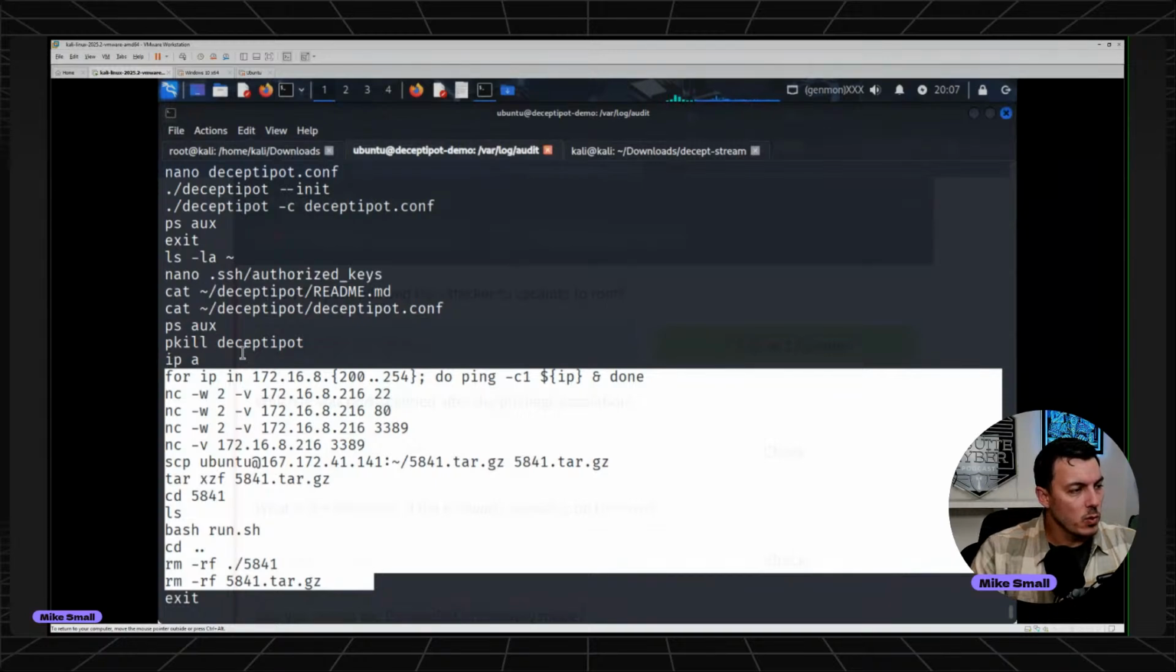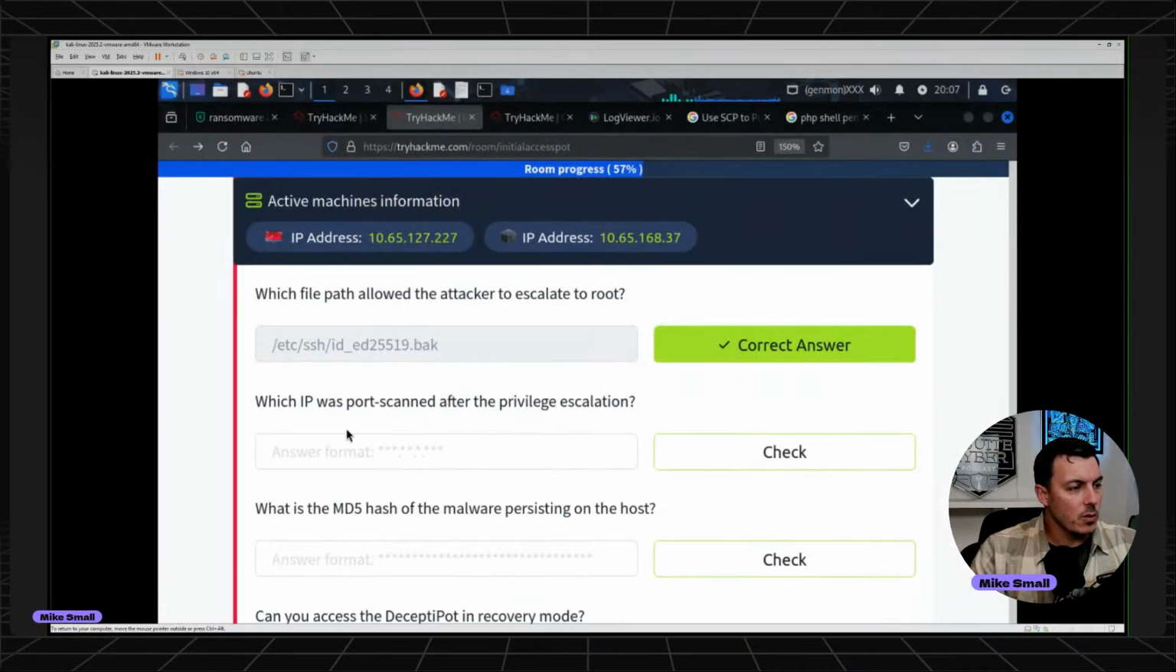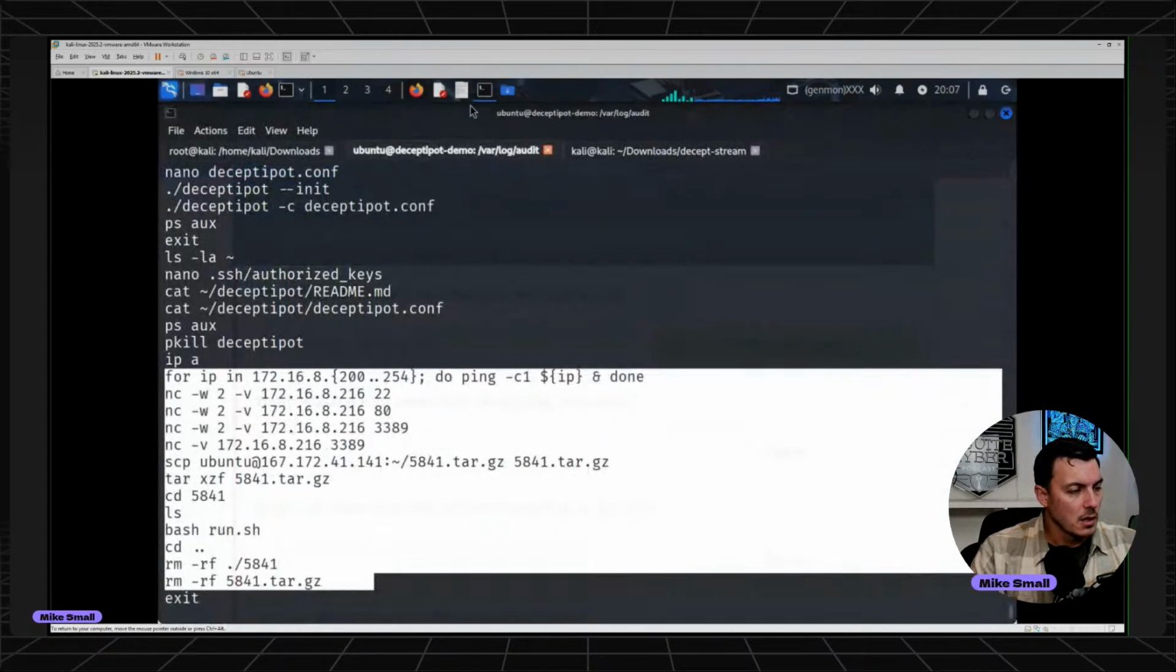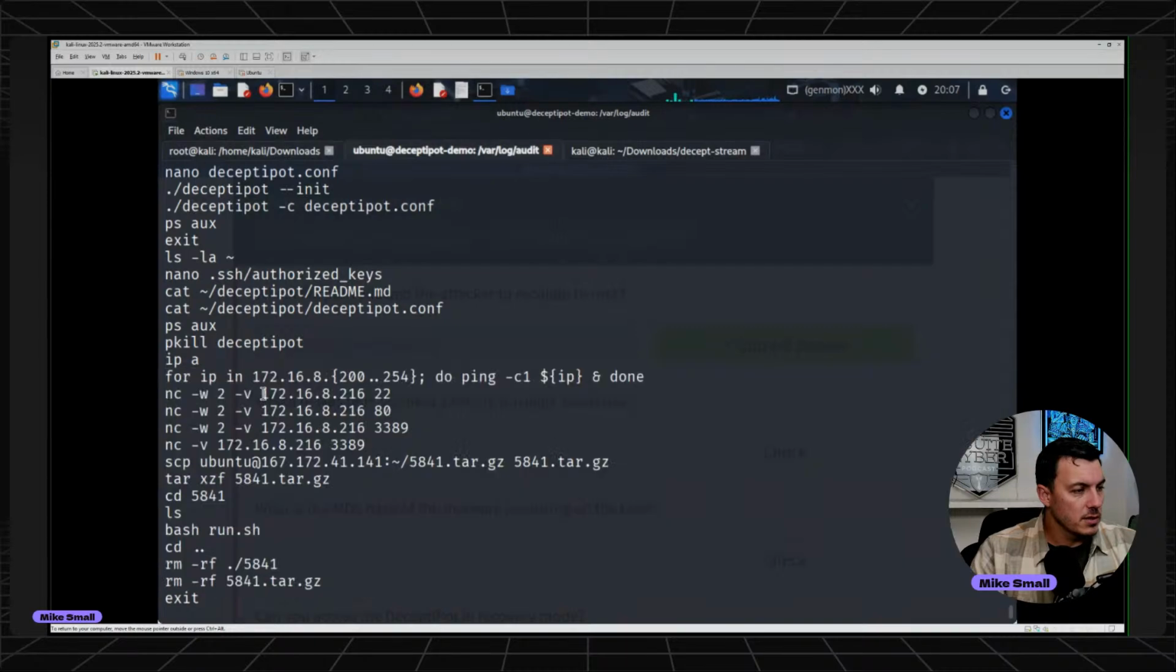This may be as well, but for sure this. And our question is, which IP was port scanned after privilege escalation? And that will be this guy. They did a handful of ports.